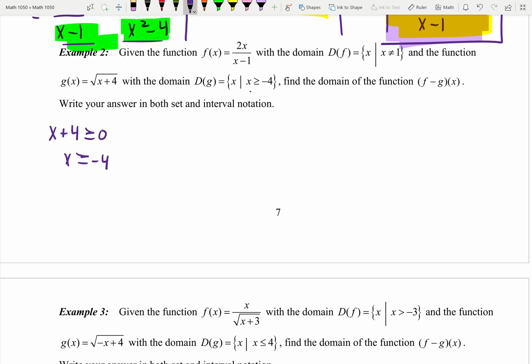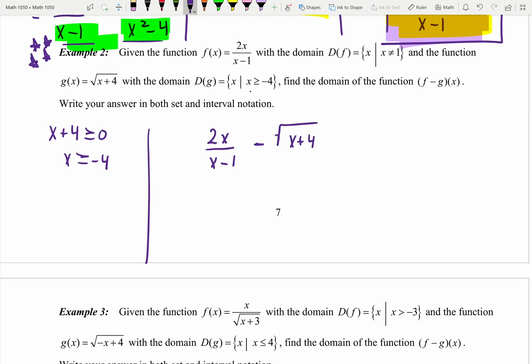Okay, I'm just going to be honest with you. First of all, this is an important problem. It showed up on the midterm and/or the final, and I actually kind of messed up on this last year, so I want to be really careful that I do this well for you. They didn't ask you to find f minus g of x, but I want to set it up so we can look at it. You take your f of x, which is 2x over x minus 1, and you subtract your g of x, which is the square root of x plus 4.